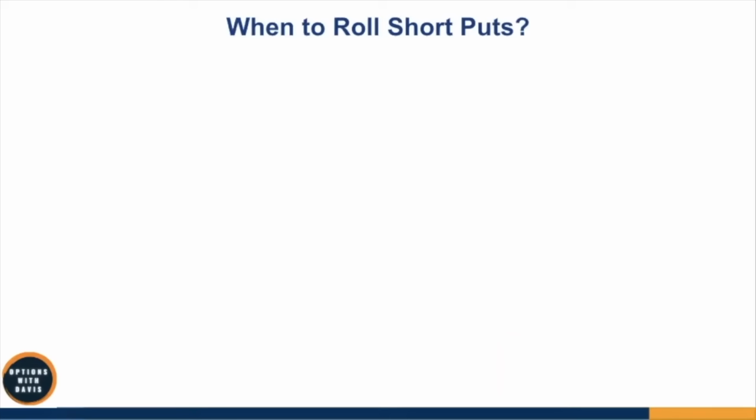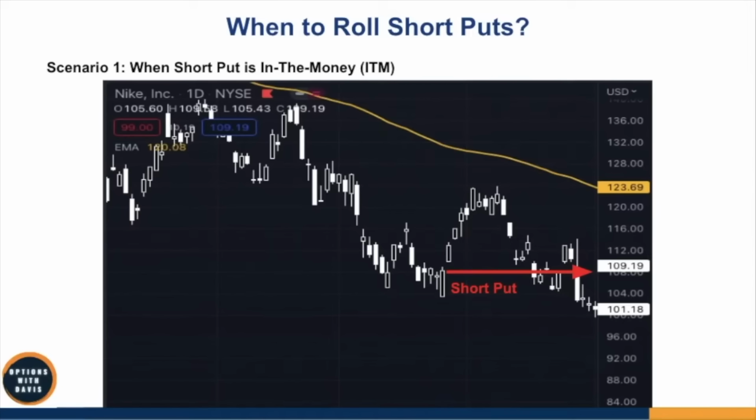Now that you know the three different types of rolls, when exactly do you roll them? Okay, so there are three scenarios. The first scenario is when the short put is in the money. This is the most common one. For example, you have a short put at around 109, and the market has dropped down to 101. So this is in the money already. This is the time where you want to start rolling to avoid the possibility of getting assigned.